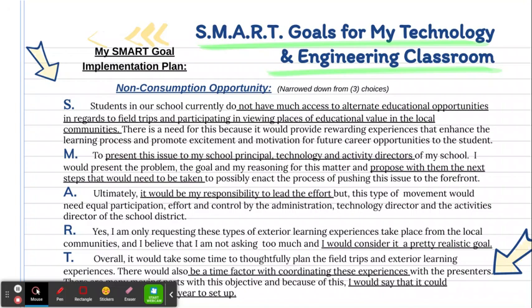Is it measurable? Yeah, so I'd have to present this issue to the school principal and technology directors to see if I can propose a way to go ahead and allow us to have or find ways to have field trips, whether it's in the local community or even bringing people in to the school system. Is it assignable? Yes, it is. It would ultimately be my responsibility to lead this effort.